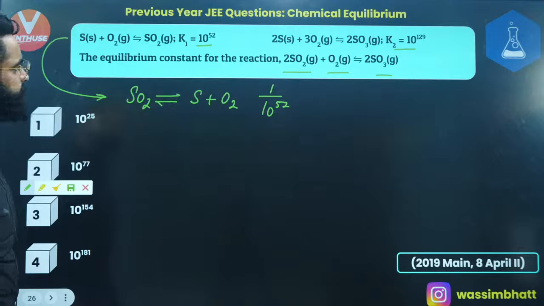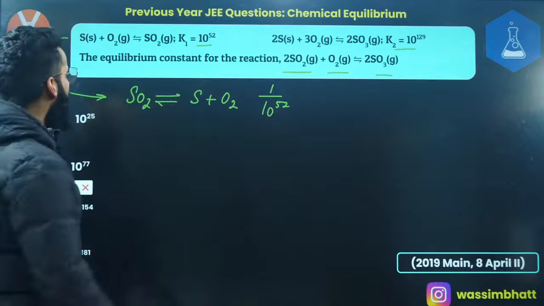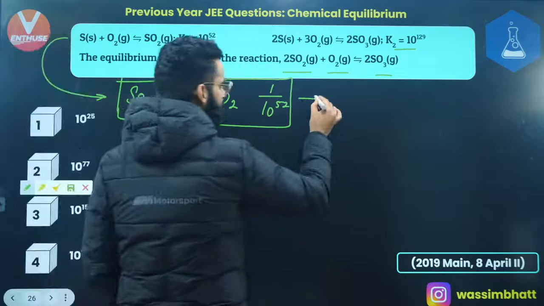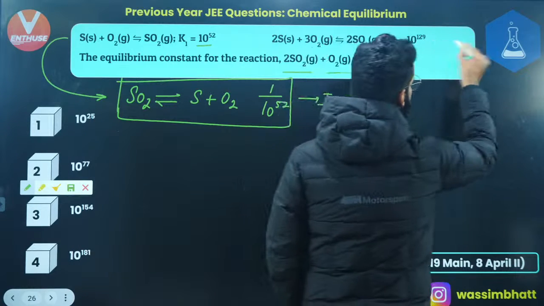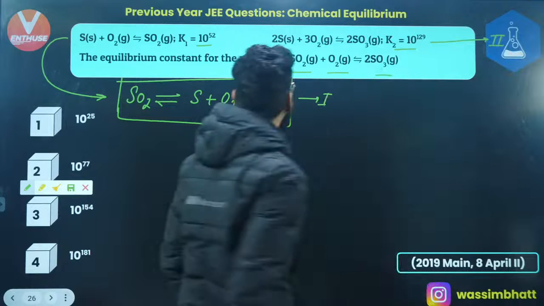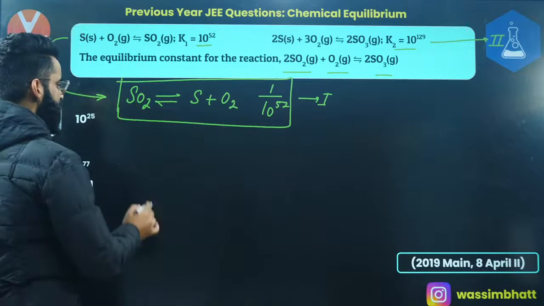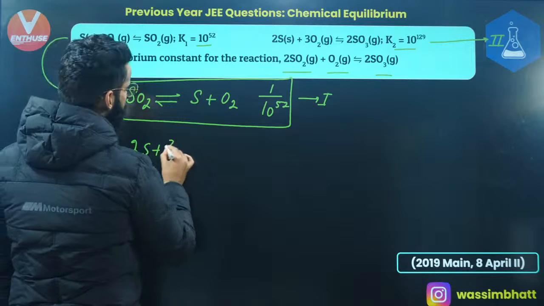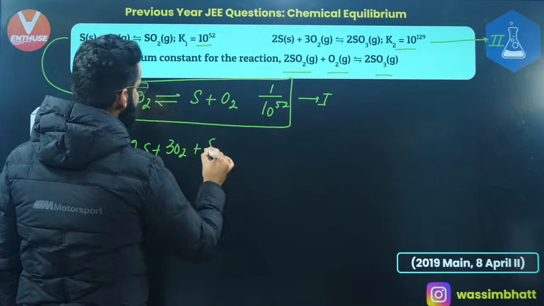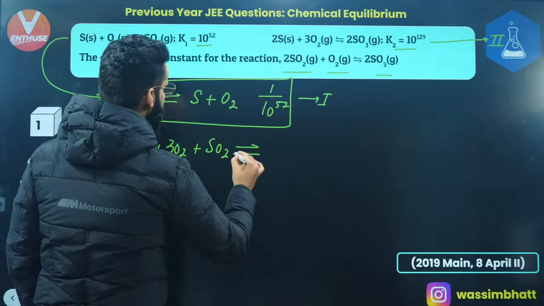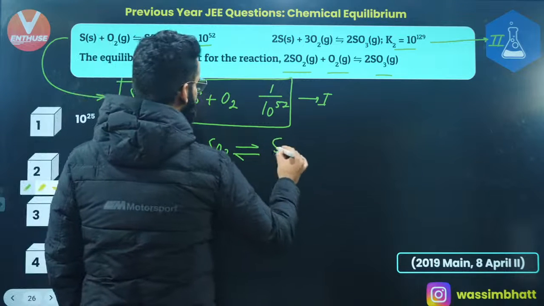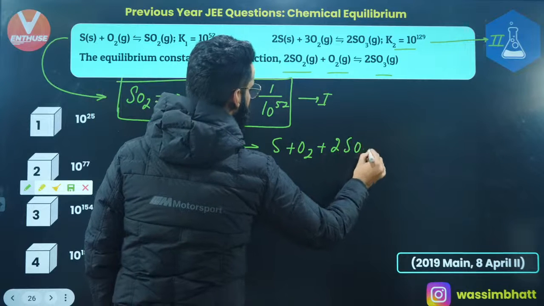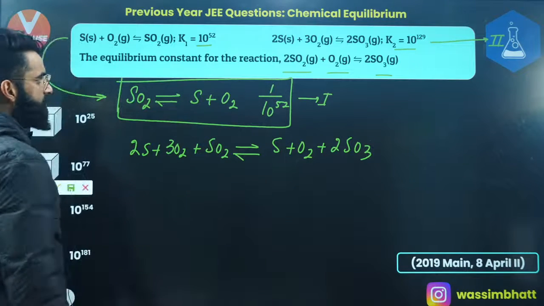Okay. Now this is what I'm calling reaction number 1. Let me call this reaction number 2. If I add reaction number 1 and reaction number 2, what do I get? On adding 1 and 2, I'll be getting 2S plus 3 times O2 plus SO2, in equilibrium with S plus O2 plus 2 times SO3, right? So what all things get cancelled out? Check it out.